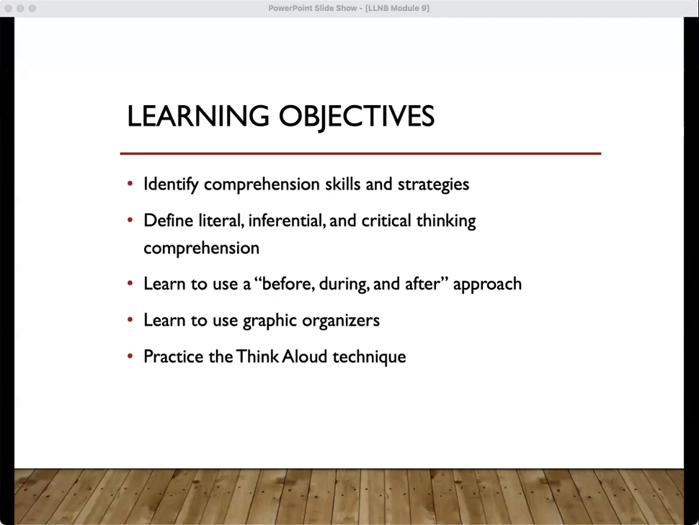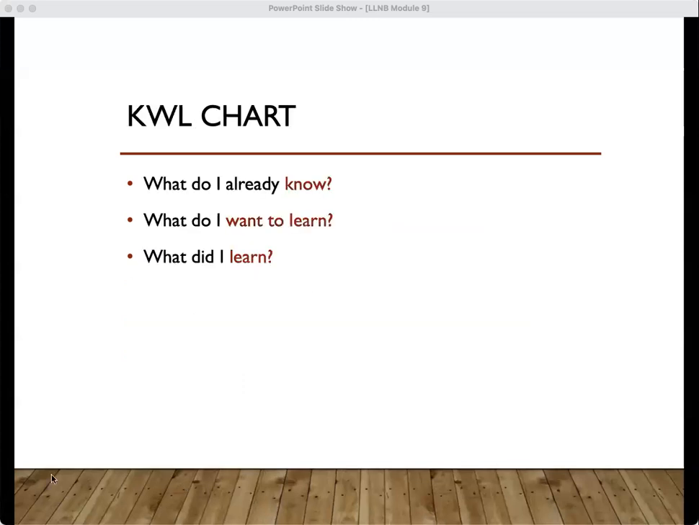Let's start though with that KWL chart. What do I already know? What do I want to learn? And what did I learn? Tutors generally find graphic organizers useful when helping learners to develop their comprehension skills. Graphic organizers are simply tools that help learners to organize their ideas and their understanding of what they're reading into a visual format.